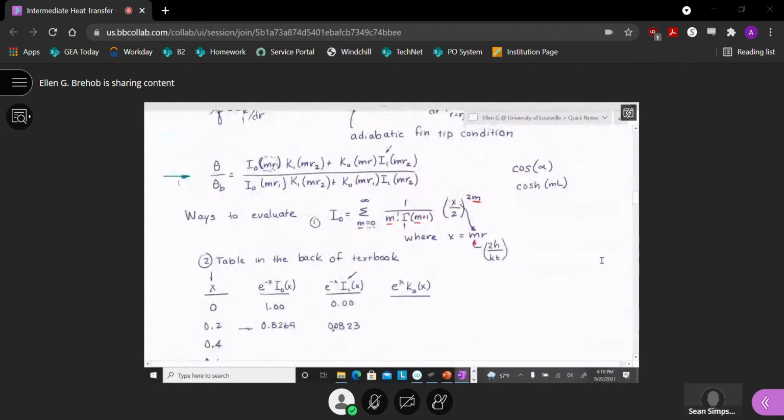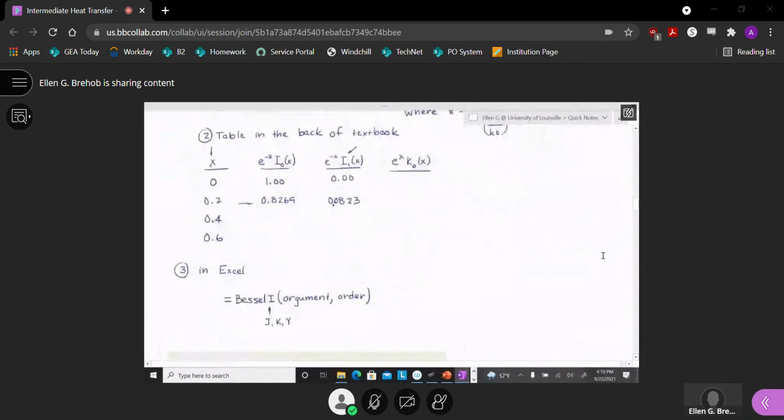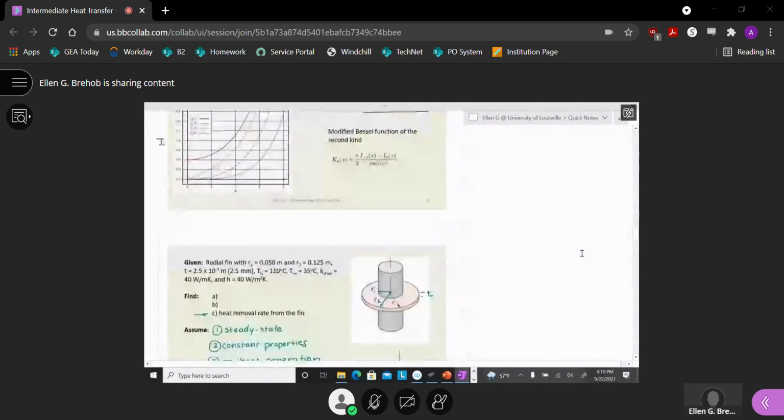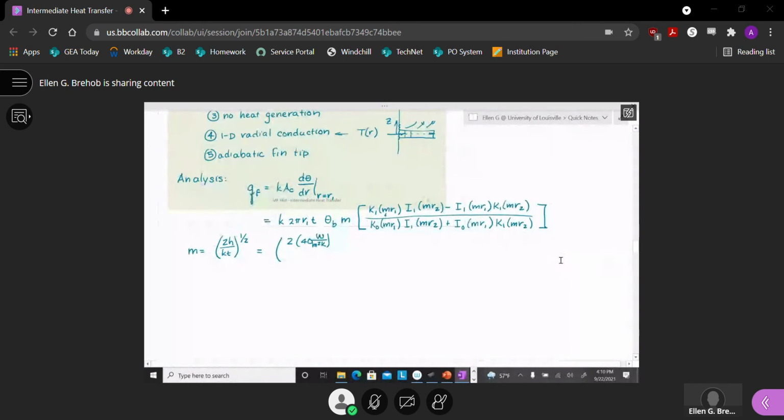Okay. It does show where our theta b comes in, though. So when we rearrange the equation, we get a theta b out in front. Okay, 2H. And so I'm plugging in numbers that were given in our problem statement.